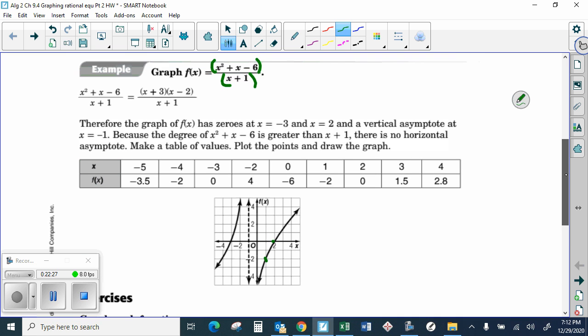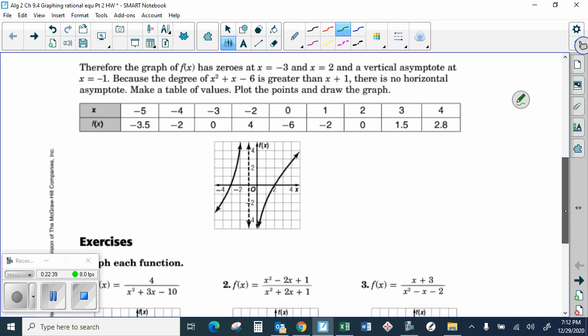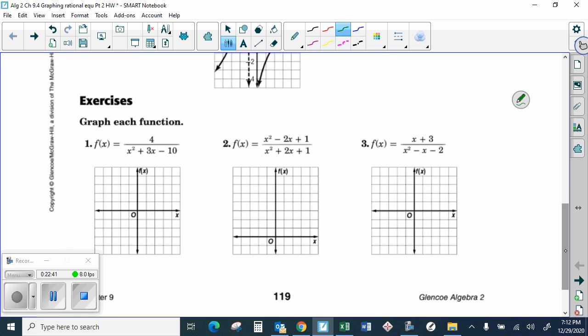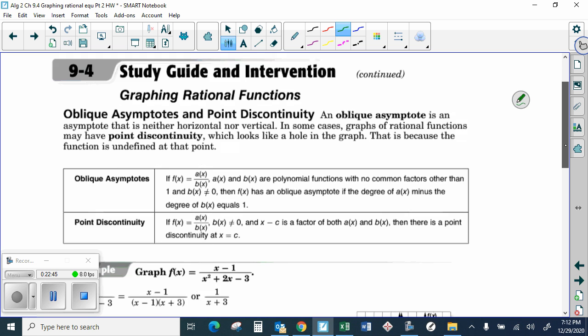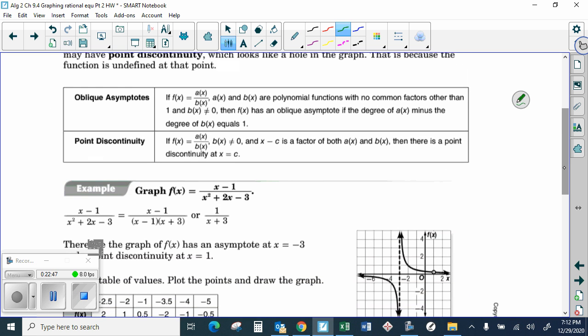Okay, so notice it just said graph it. It didn't say identify the domain, the range, the horizontal asymptote, vertical asymptote, or slant asymptote. It didn't say to identify that. You just had to graph it, and that's what you're doing right there. All right, backside. The backside is where you're going to talk about all this.